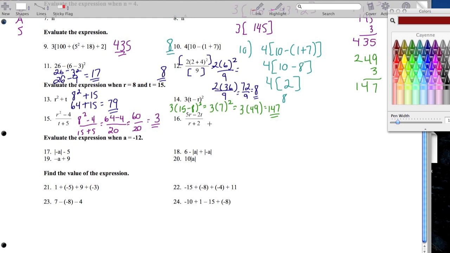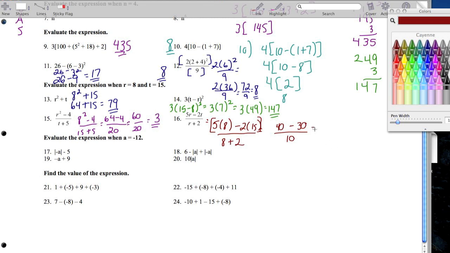And the last one, number 16, 5r minus 2t all divided by r plus 2. So this is really 5 times 8 minus 2 times 15, all divided by 8 plus 2. So in the numerator, simplify that first. We have 5 times 8, which is 40, minus 2 times 15, which is 30. All that's going to be divided by 8 plus 2, which is 10.